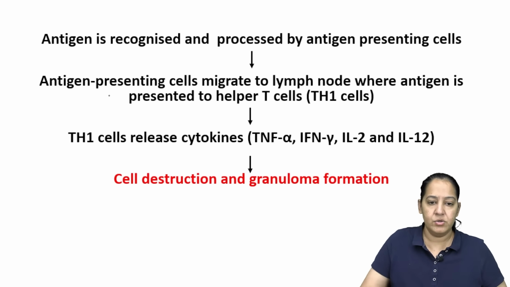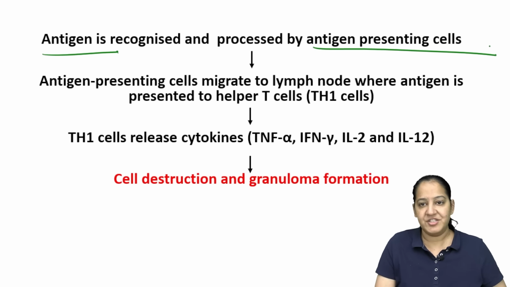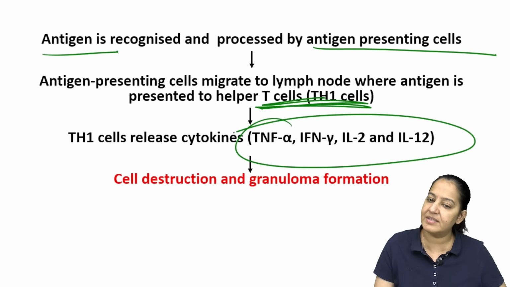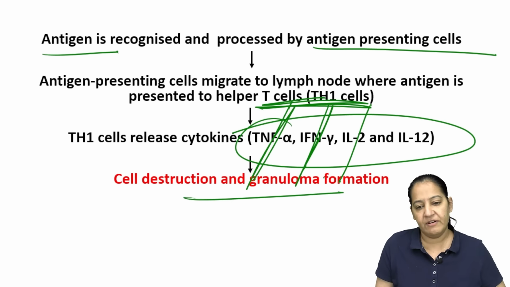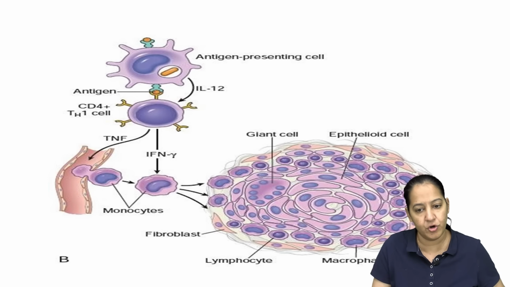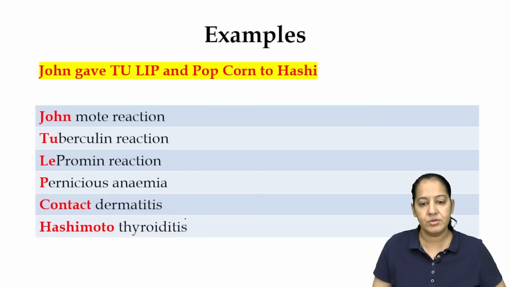You got it? So the antigen is coming, which is non-degradable. It is captured by the antigen presenting cell. It will take it to helper Th1. Helper Th1 will secrete the cytokines TNF alpha, interferon gamma and interleukins. That will form a granuloma. That is the end result. You can see in the end a granuloma is formed here. You can see this is the granuloma.